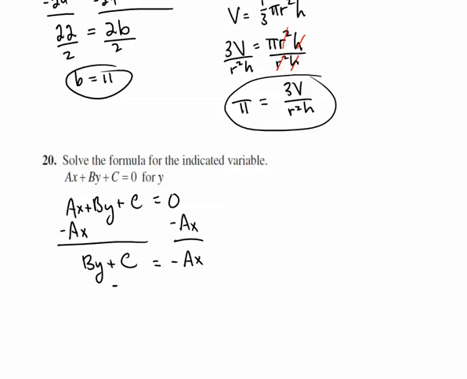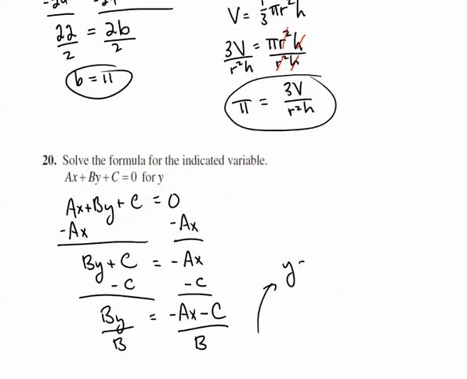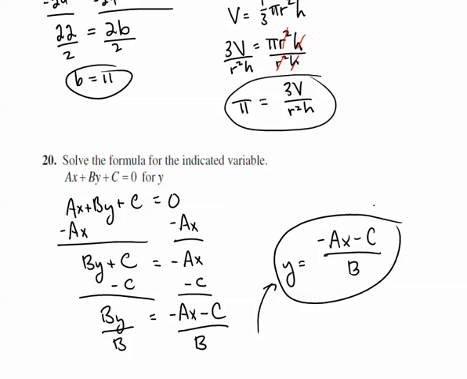Then we're going to subtract out the c. We have by is equal to negative ax minus c. And finally, we're going to divide everything by b. And so y is equal to negative ax minus c, all over b. And that'll do it for problem number 20. And for this video, we'll finish up 21 through 25 in the next video.